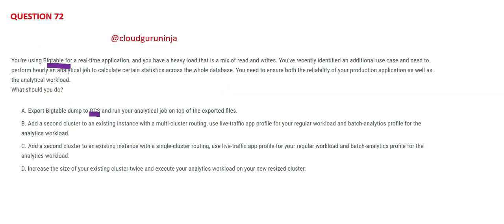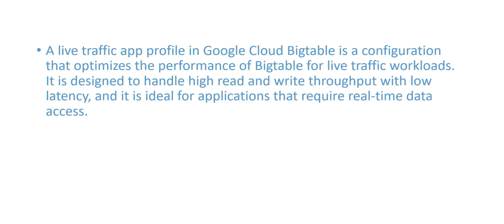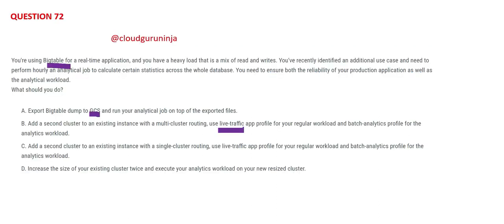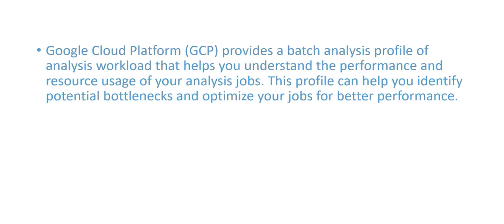Next thing you need to know is live traffic app profile. See, live traffic is your real-time integration where you are getting high reads, high writes. So that throughput you will get with a live traffic profile. And the next thing you need to know is batch analysis profile. So batch analysis profile, if you are doing analysis workload, like you're writing queries, you are scanning the database, to that you can use this for performance, recent usage of your analysis jobs, and so on.